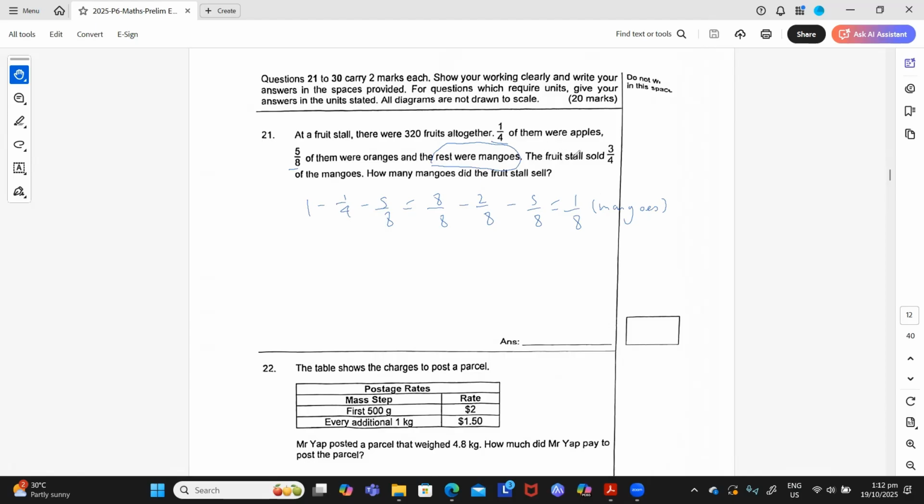Now, I read the next sentence, right? The fruit stall sold 3/4 of the mangoes. So what does "of" mean in mathematics? It means times, right? So 3/4 times 1/8, you'll get 3/32. This is the fraction of mangoes that were sold, right? Because 3/4 of mangoes were sold. So you just take 3/32 times 320. Do a cancellation. You should get 30 as the answer.